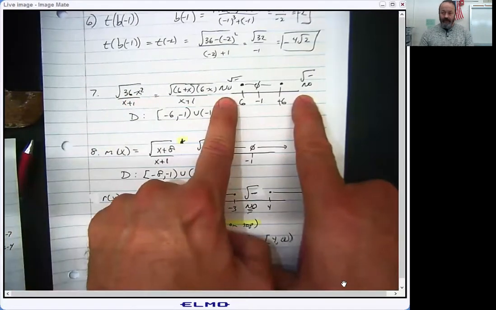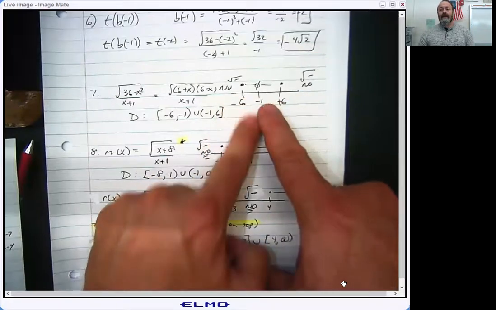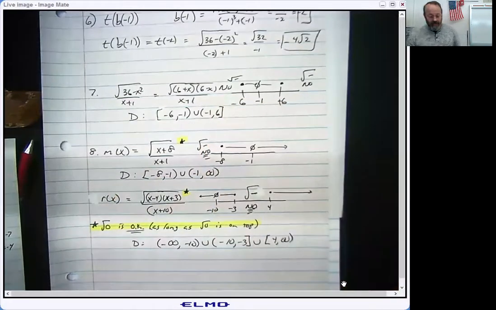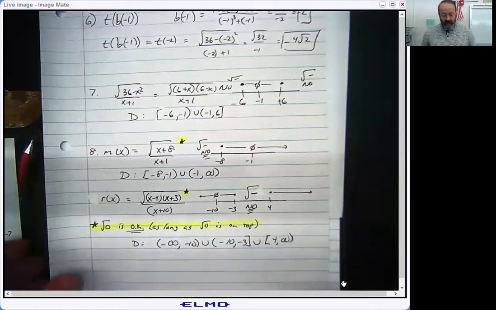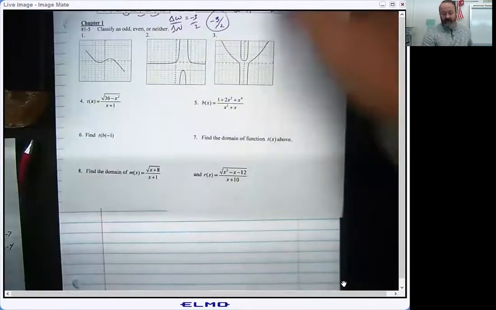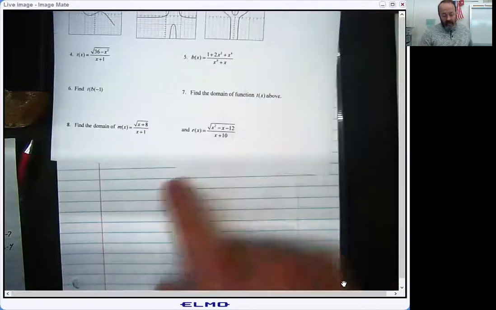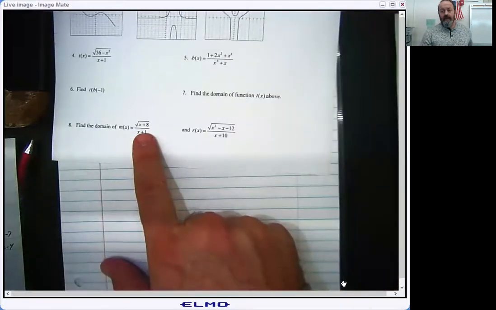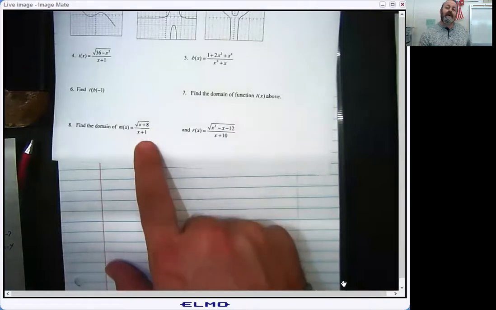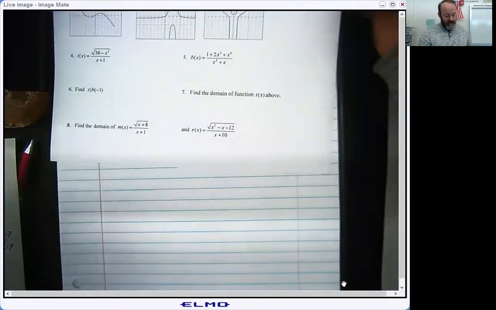Same over here. But everything's okay in the middle except at negative 1, where I would divide by 0. Now, in question number 8, we just wanted to get up to number 9 right now, we asked for the domain of this one. Again, we just want to watch that we don't take the square root of a negative, so something around negative 8 is going to be an issue, and something around negative 1 is going to be an issue because I don't want to divide by 0.